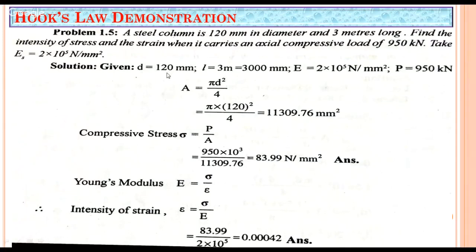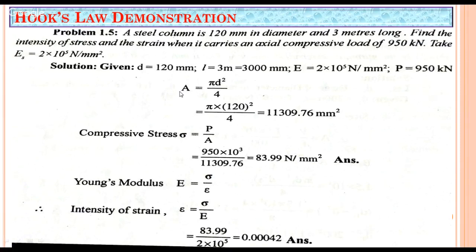From this data, first we have to collect the given details. They have given the diameter of 120 millimeter and a length of 3 meters, which we will convert to millimeters. Then Young's modulus is given in Newton per millimeter square only. Then the applied external load is a compressive load of 950 kilonewton. So first, using this diameter, we will calculate the area of cross section of the steel column.